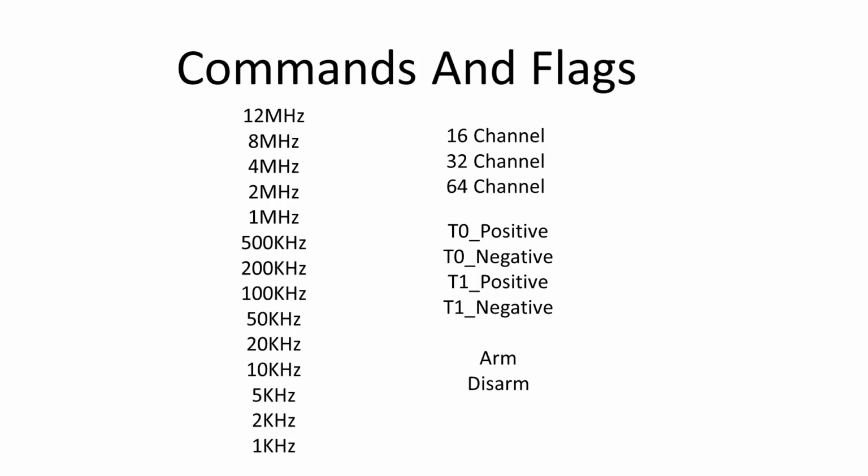And when these commands come in, it will set a flag that corresponds to that value. So when you set it to, say, 4 megahertz, all the other sampling speeds will be turned off and only the 4 megahertz flag will be on. And same with the 3 channels options. Only one of them can be on at any one time. But the T0 and T1, you can either be positive or negative on each of them.